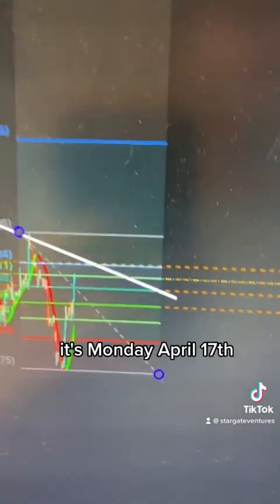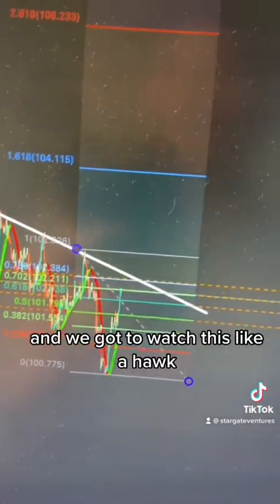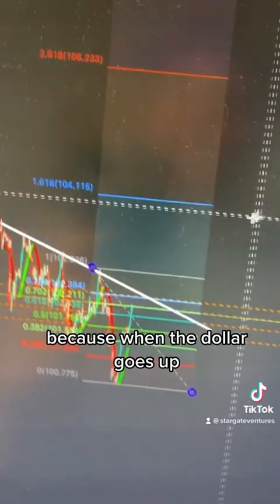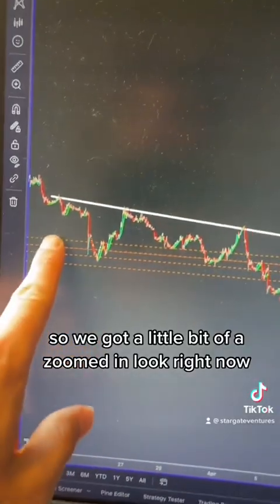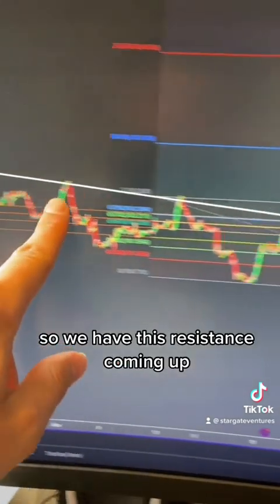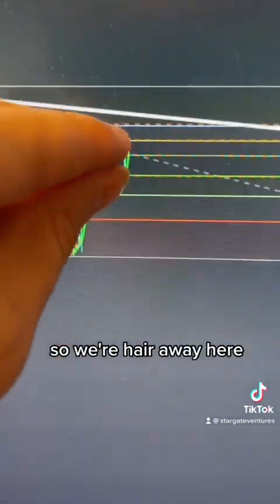It's 12:09 p.m. It's Monday, April 17th. And we got to watch this like a hawk because when the dollar goes up, cryptos go down. So we got a little bit of a zoomed in look right now. So we have this resistance coming up and this is where we're at. So we're a hair away here.